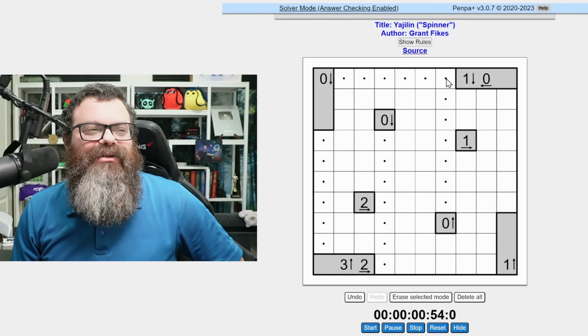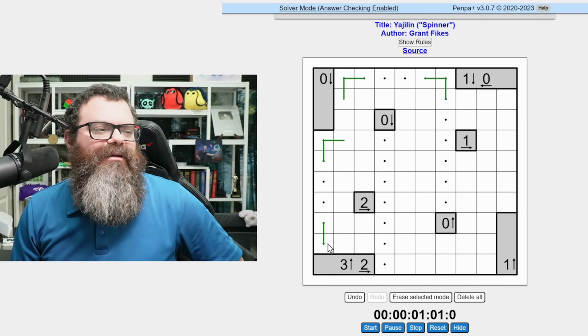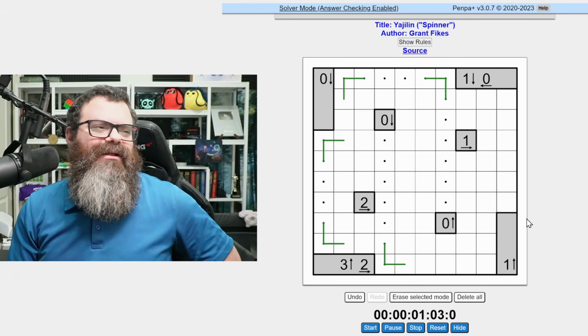So if we know the cell's on the loop, it has a dot in it, and it only has two exits, that must take both exits. We call this corners. So I'm just going to mark all of our dotted corners with the L shape that they produce.